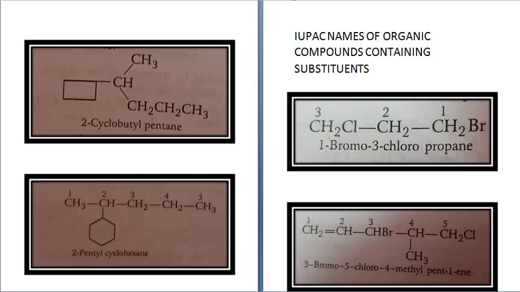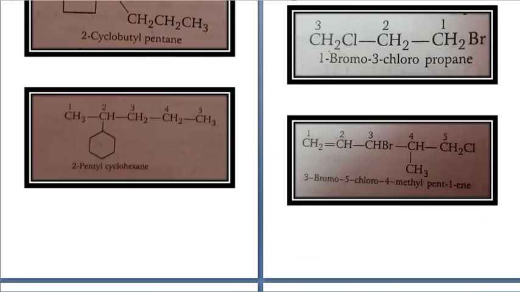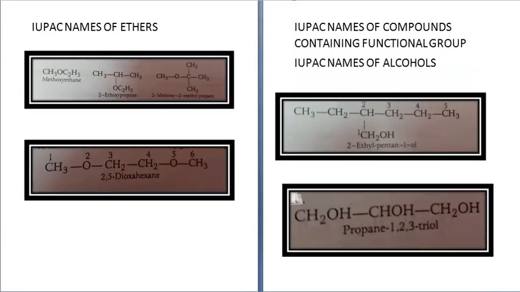So the first carbon has a double bond, 1, 2, 3, 4, 5. This is the parent chain. So pent. On the first carbon there is a double bond, so pent-1-ene, and the side chains are: on the third carbon bromine, on the fifth carbon chlorine, and on the fourth carbon methyl. So these side chains will be named alphabetically. So 3-bromo, 5-chloro, 4-methyl, pent-1-ene. Okay, so this is how substituents are named.